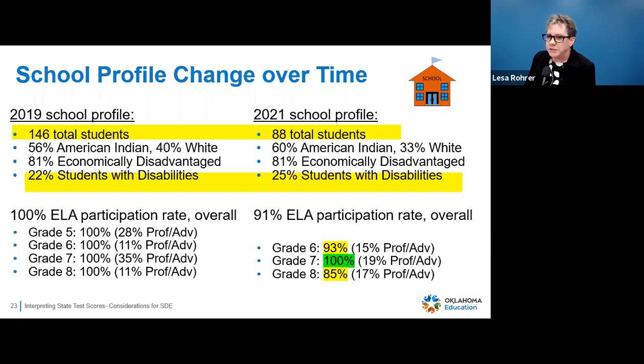So someone's noticed that the student population has really decreased. We went from 146 students to 88 students. That could impact our data. And in the morning session, someone really pointed out that students with disabilities, the percentage of that demographic population increased by 3%. And in terms of participation, what's something that really stands out at you from 2019 when we're comparing to 2021?